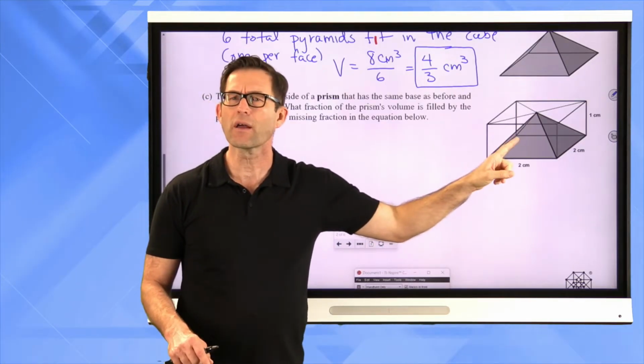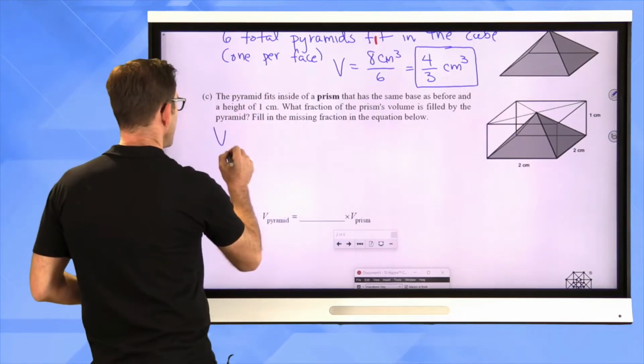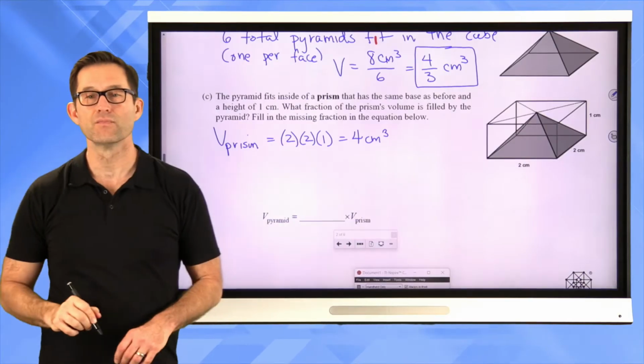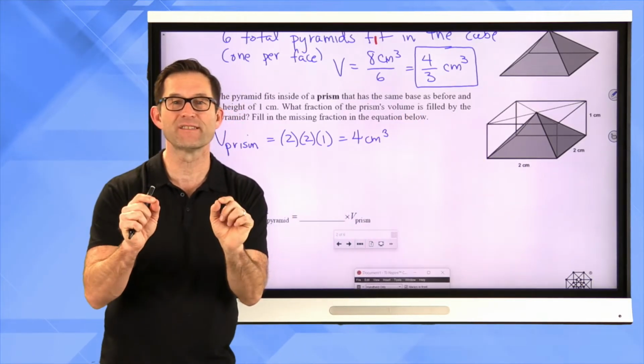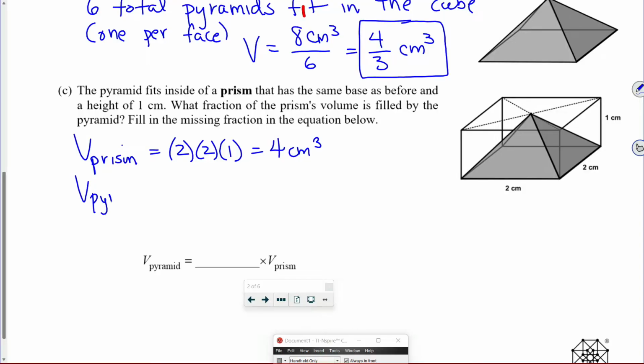Now first, let's talk about the volume of this new prism, right? So the volume of the prism is going to be 2 times 2 times 1 now, or 4 cubic centimeters. That's the volume of the prism that this pyramid just fits into. Now, we know that the volume of the pyramid, we just figured that out up above, is 4/3 cubic centimeters.